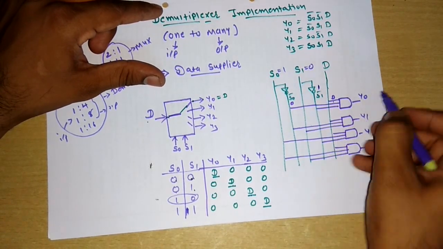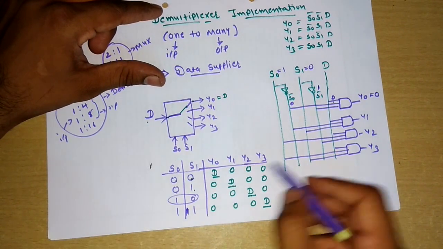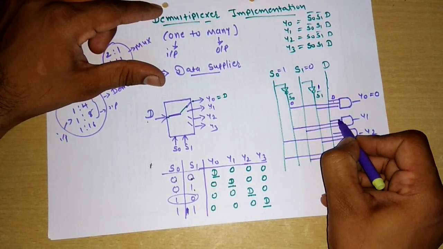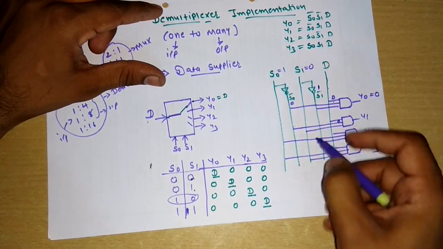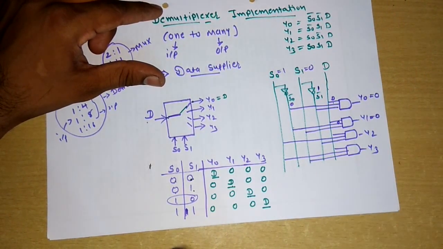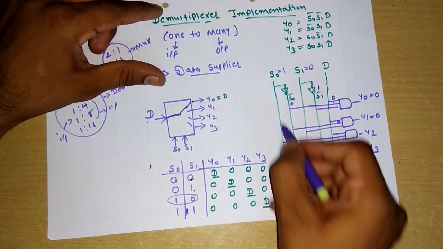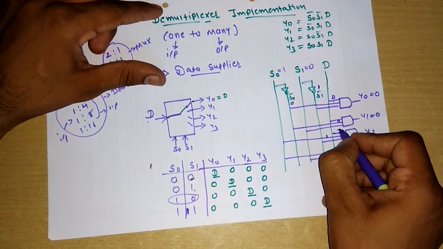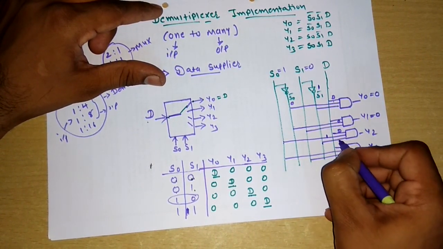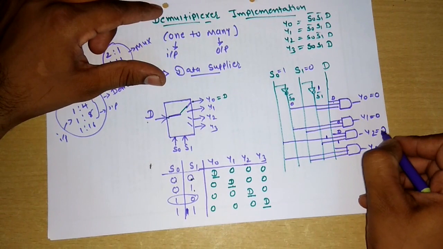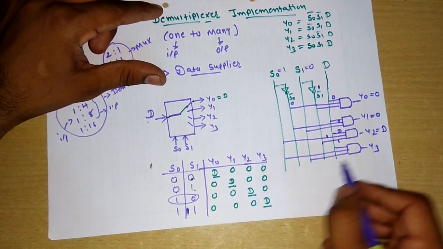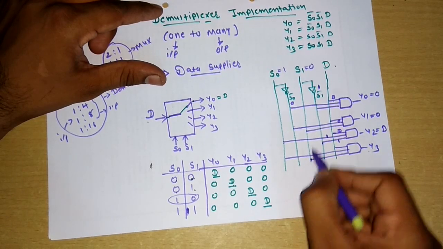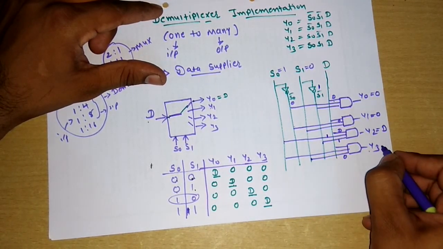So 0 to the AND gate means its result is 0. The same line is also connected to the second AND gate, which will take input as 0. So if any input of an AND gate is 0, then the output is 0. Y2 is connected to this line, which is nothing but high. So this is 1 logic, this is D logic, and this is also 1. So 1 into D, so Y2 becomes D. Y3 is connected to this line, which is nothing but S1. S1 is 0, so Y3 becomes 0.